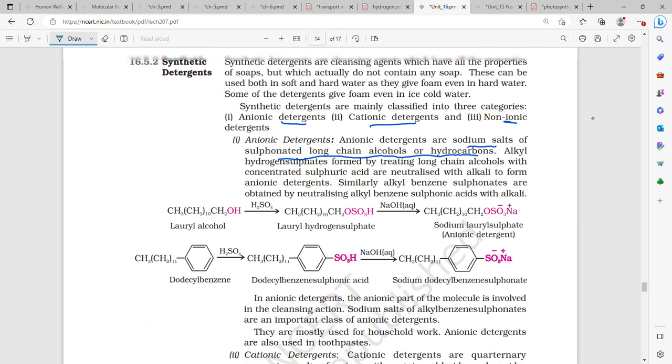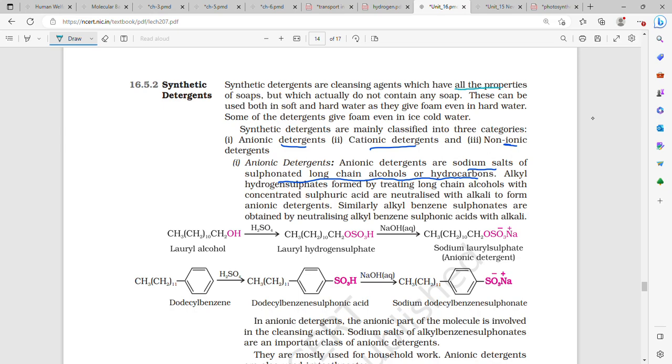Synthetic detergents are cleansing agents which have all the properties of soaps but which actually do not contain any soap. So this is funny, right? Good line. Synthetic detergents are cleansing agents. They have all the properties of soap, but they do not actually contain any soap.